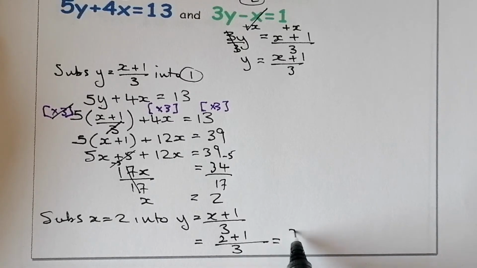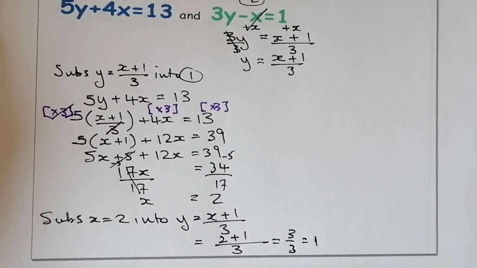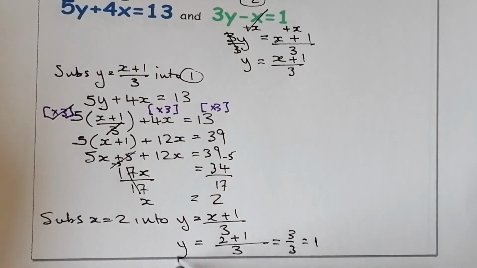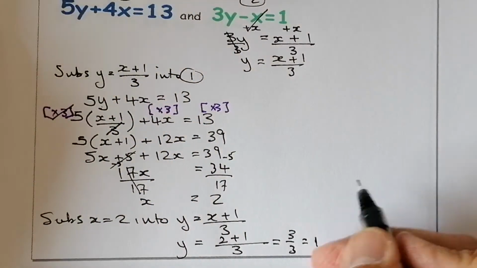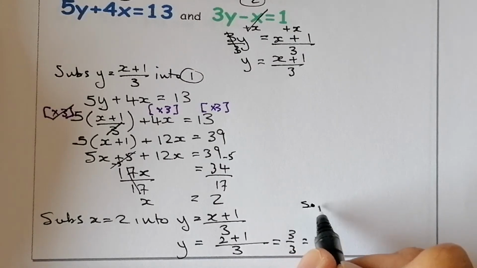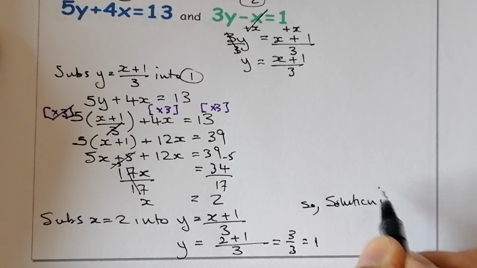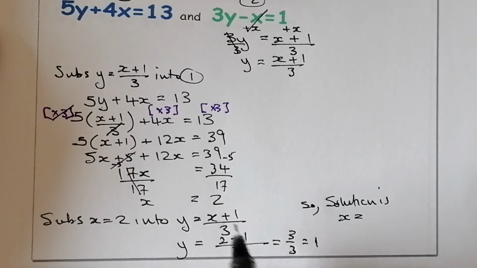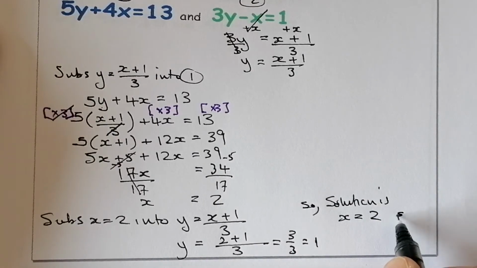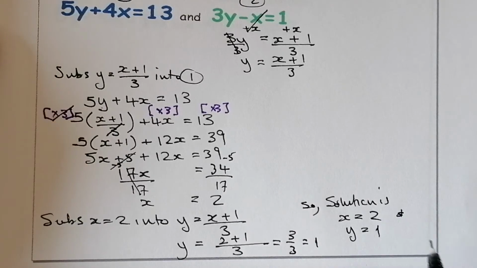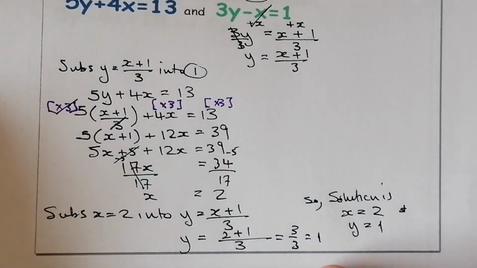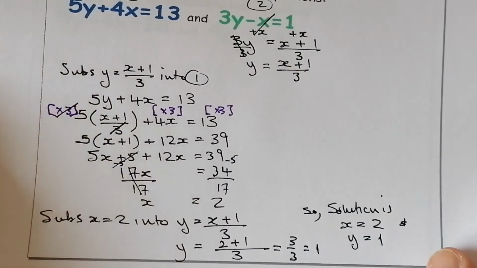So that's going to give me 3 over 3, which gives me an answer of 1. So I've got my x and I've got my y value that comes out there. Okay, so the solution is x is going to be equal to 2, and y is going to be equal to 1. Okay, so that's what we're doing for these questions here.